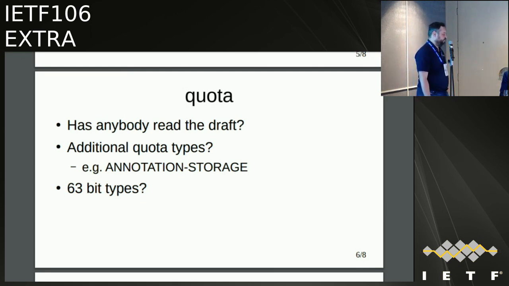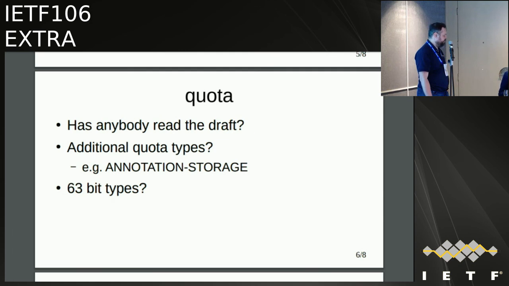In theory, I suppose we can say that for current commonly used quota types, we just have to be in kilobytes to keep existing implementations. But let's say if you want annotation storage, we can say it can be bytes. Yeah. We do annotation storage as kilobytes as well because it's a storage type.